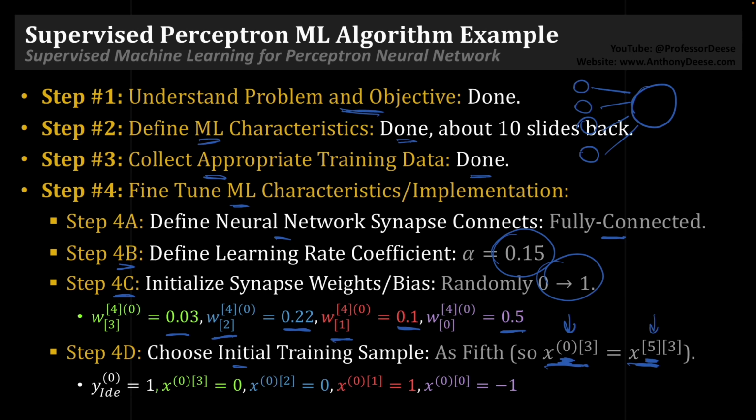And then we can see what our inputs will be. Our ideal output for the 5th sample is 1. The third element of the input for this 5th training sample is 0. Second is 0. First is 1. And then the 0th state is always a negative 1. So if we go back and look at the table, we expect to see 1, 0, 0, 1.